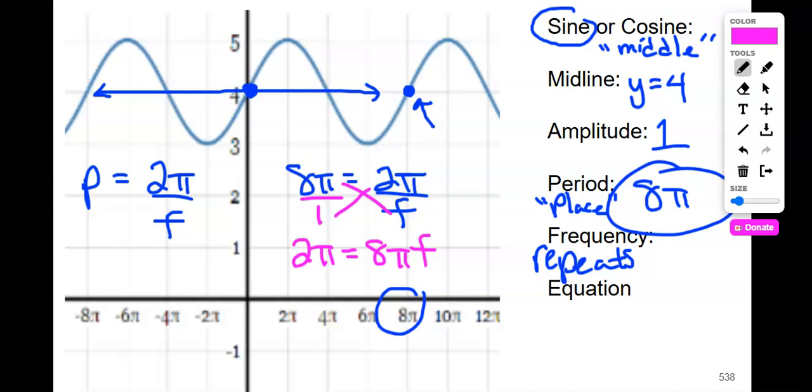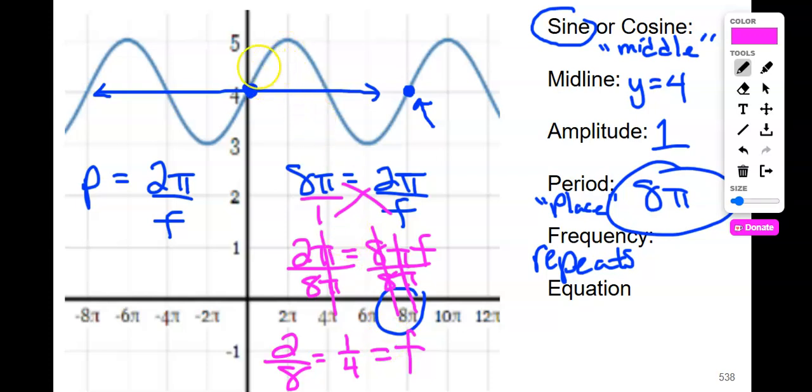Don't be scared. The goal of any equation in the world is to just what? Get F by itself, or X, or whatever the variable is. There's only one variable. How do you get rid of 8 pi? Divide. What you do to one side, do it on the other side. Look at everything that cancels. 8's cancel. Pi's cancel. And all I'm left with is F equals 2 over 8. But 2 over 8 is really just what? A fourth.